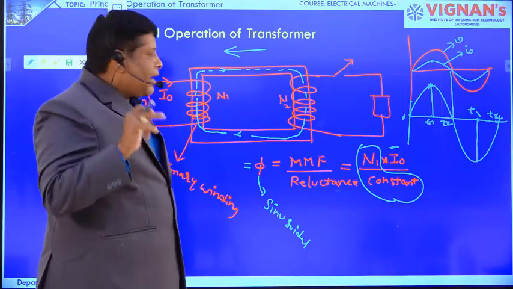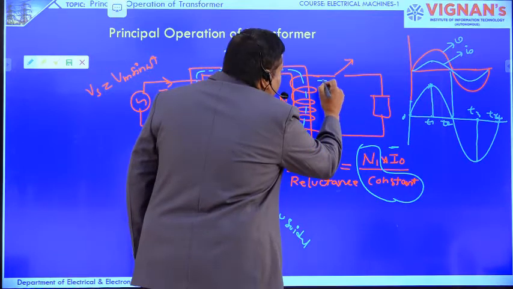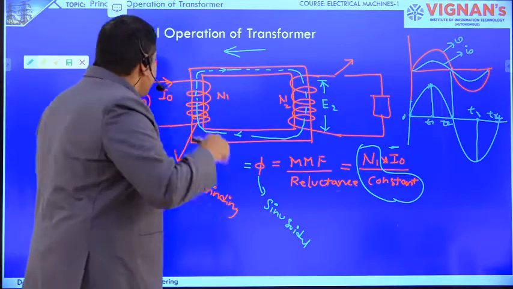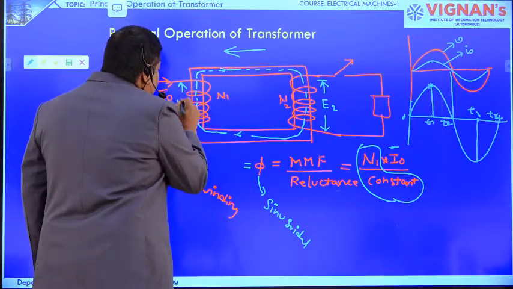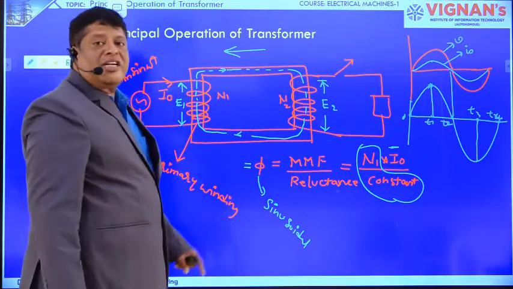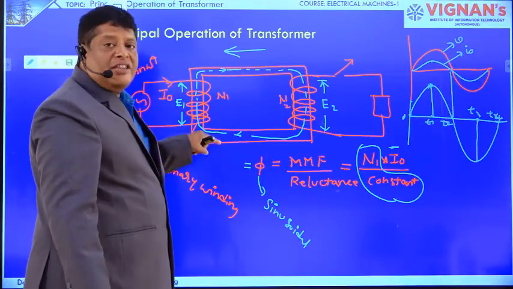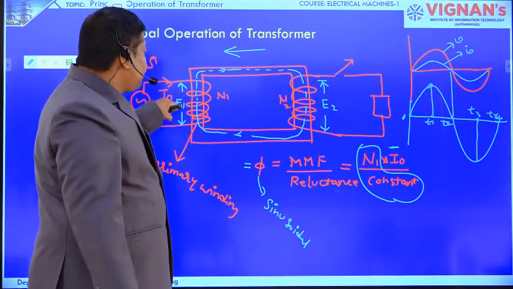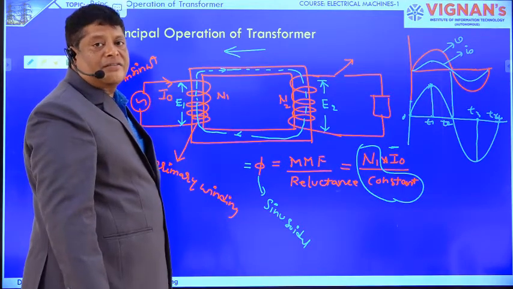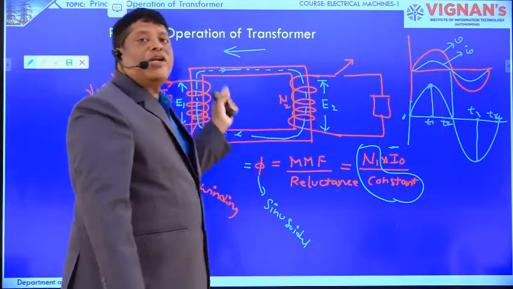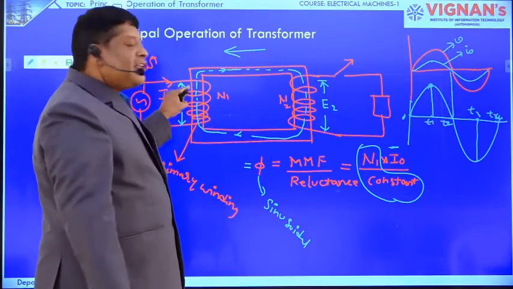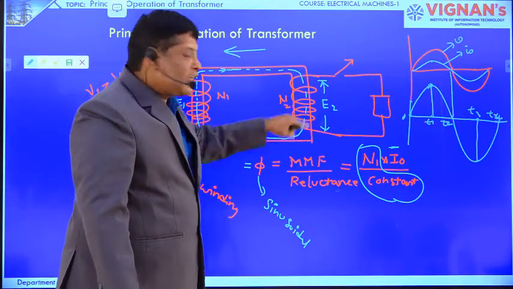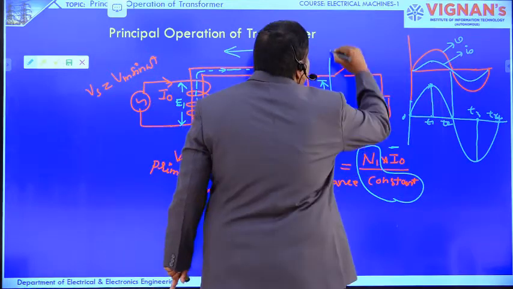According to Faraday's law of electromagnetic induction, there is a voltage induced in a secondary winding, which you take as E2. In the same manner, a voltage will be induced in a primary winding, that is E1. E1 is nothing but a self-induced voltage, so where the flux is created, in the same coil the voltage will be induced. That's why we call it a self-induced voltage. E2 is nothing but a mutually induced voltage. The flux is created from coil 1, whereas the voltage is induced in a second coil. That's why we call this voltage a mutually induced voltage.